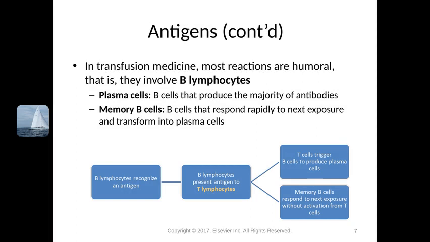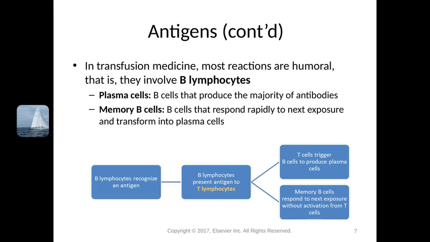When we're looking at transfusion service, most of the reactions we're looking at are humoral, involving B lymphocytes. Our plasma cells are B cells that produce our antibodies, and our memory cells are the cells that hang around to respond later. Initially, our B lymphocytes will recognize an antigen.